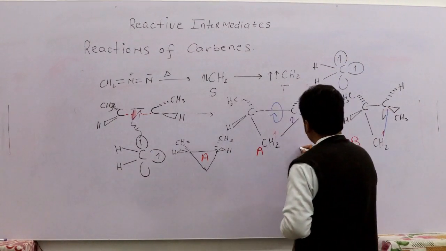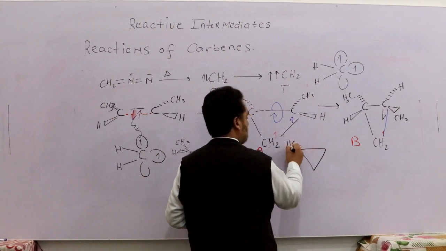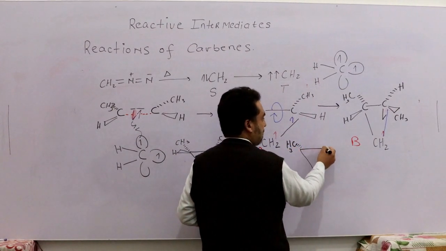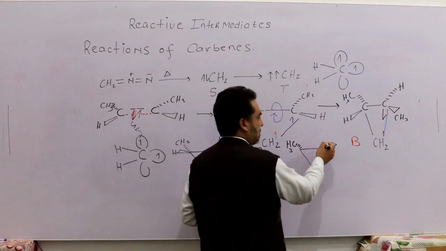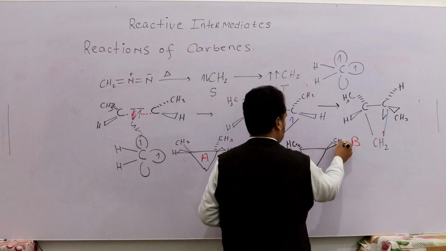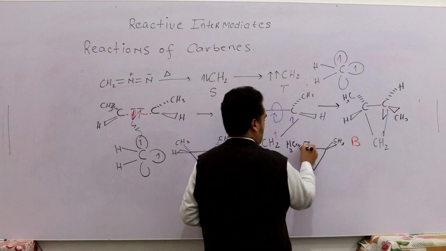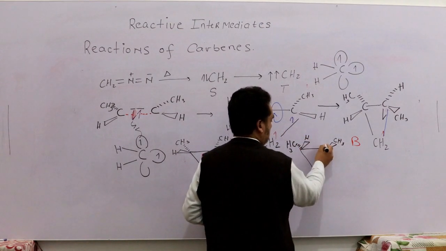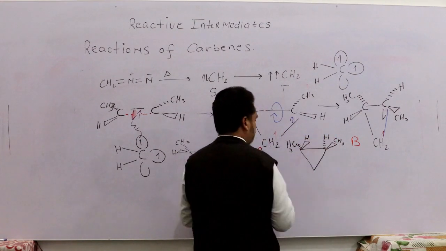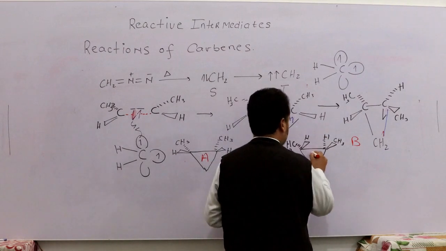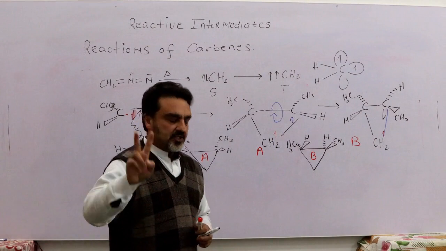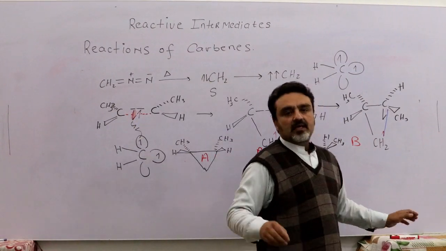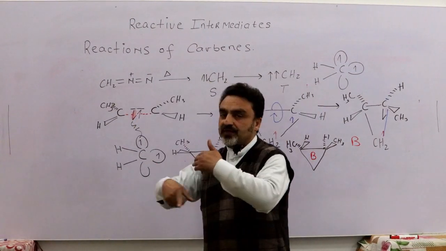Now one CH3 is like this and the other CH3 is like this. One on the back side and the other on the front side. You can also draw the hydrogens. This hydrogen on the front side, this hydrogen on the back side. So statistically, two products are produced just because of the free rotation.